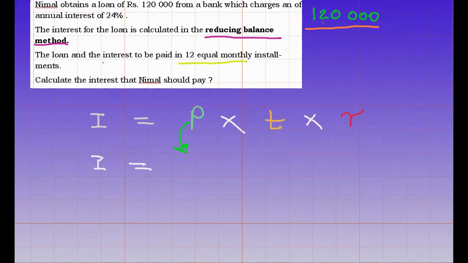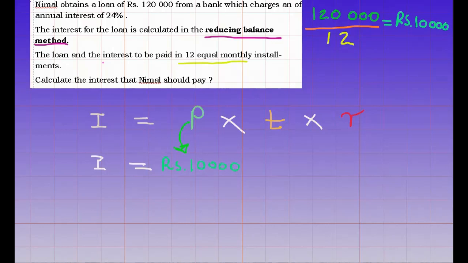So you divide 120,000 by 12. So then what do you get? You get rupees 10,000. So 10,000 is the part of the principal Nimal is going to cover in a month. So what do you write for principal then? That's 10,000 rupees.